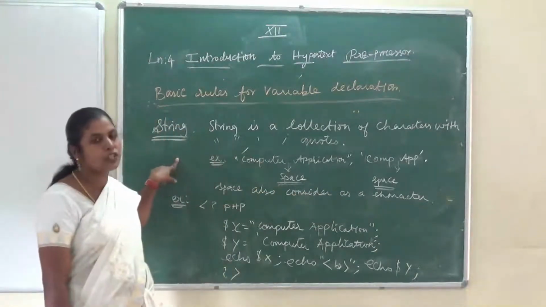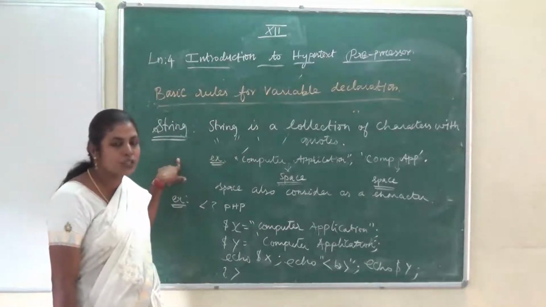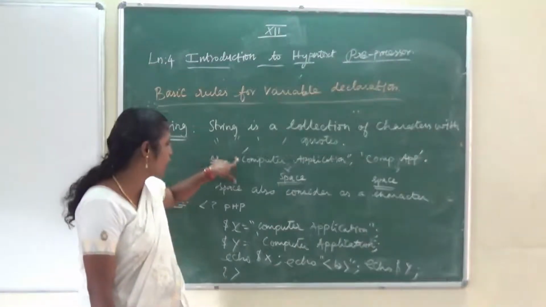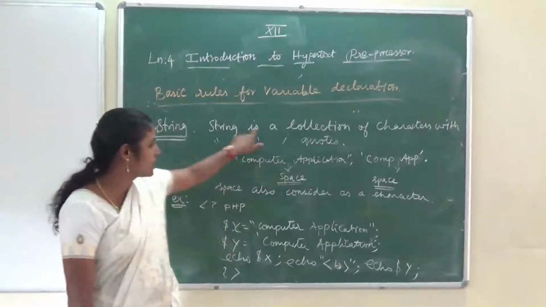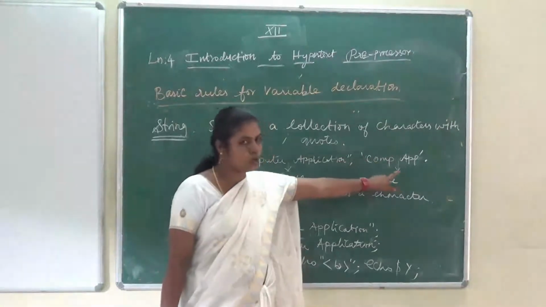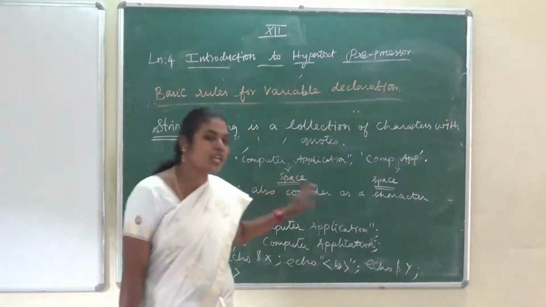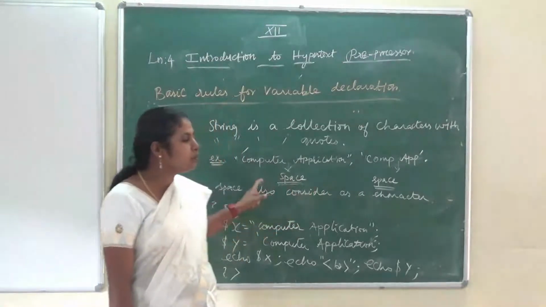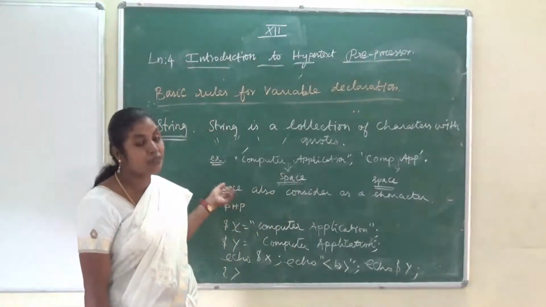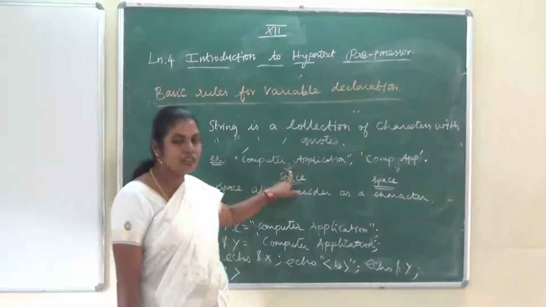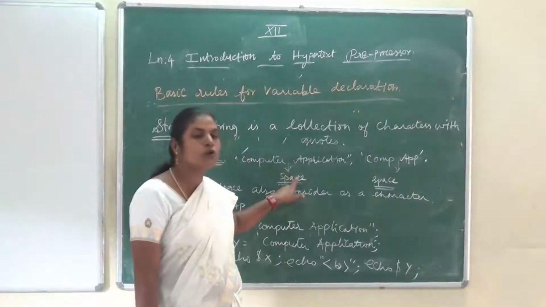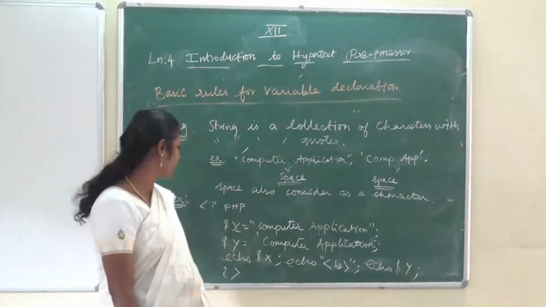Now what is the definition of a string? A string is a collection of characters with double quotes, otherwise a collection of characters with single quotes. Both are acceptable, either in double quotes or in single quotes. In between the letters and in between the words, if we give white space, that white space is also considered a character.